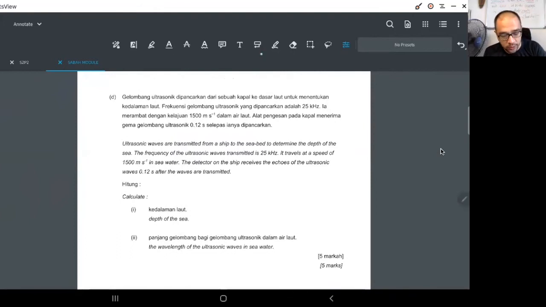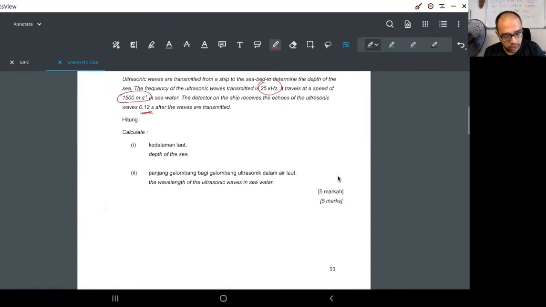Okay, so ultrasonic waves are transmitted from a ship to seabed to determine yada yada. You're given the frequency is 25 kilohertz. Okay, it travels at the speed of 1,500 meters per second, and then the time is this one lah. Okay, the time. Sorry, it receives the echoes of the ultrasonic waves after the waves are transmitted.